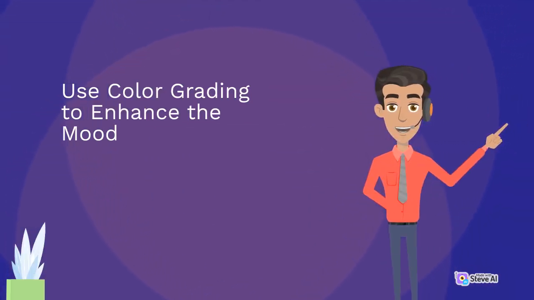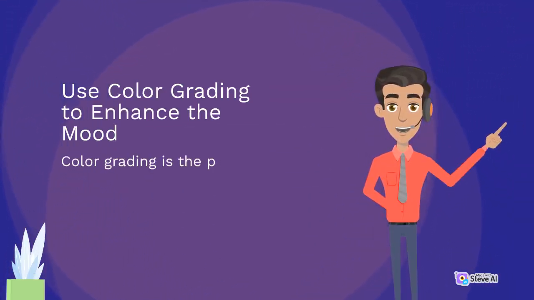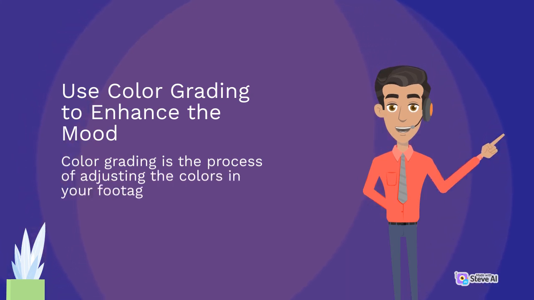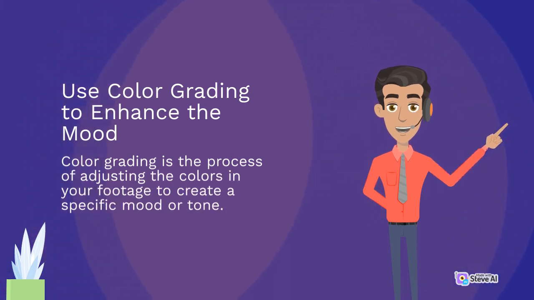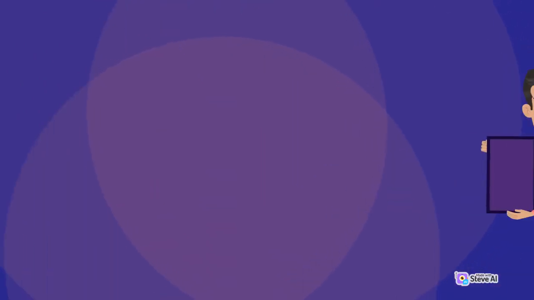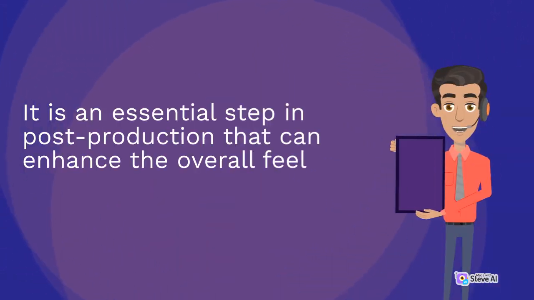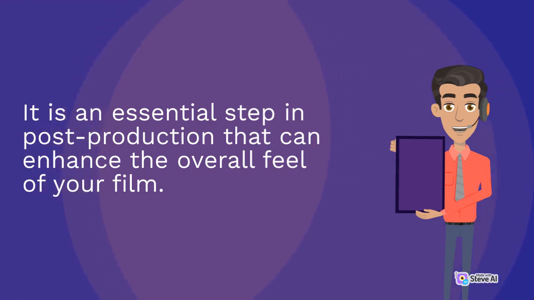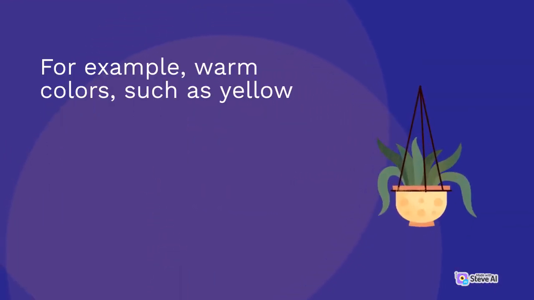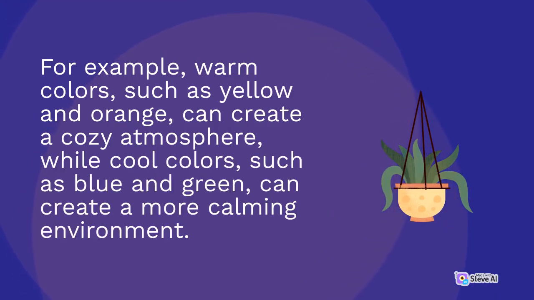Use color grading to enhance the mood. Color grading is the process of adjusting the colors in your footage to create a specific mood or tone. It is an essential step in post-production that can enhance the overall feel of your film. For example, warm colors, such as yellow and orange, can create a cozy atmosphere, while cool colors, such as blue and green, can create a more calming environment.